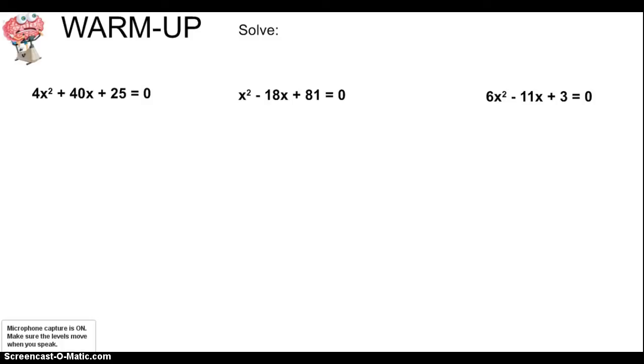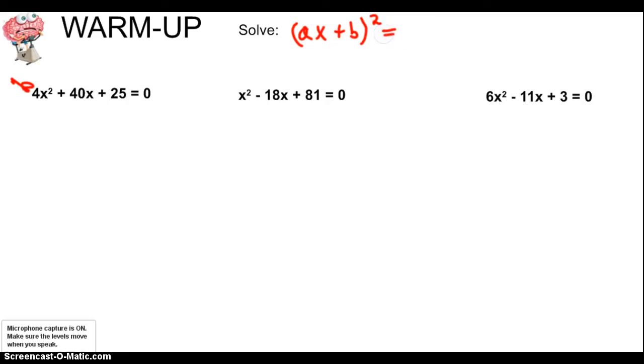Alright, now that you've had a chance to try it, let's see how these shake out. So the first one looks like it might be difficult to factor, right? 4x squared plus 40x plus 25 equals 0. But actually it's not that bad if you recognize that this is actually a perfect square trinomial. Now remember, a perfect square trinomial is a trinomial that factors into the form ax plus b times itself. So we have two of the same exact factors.